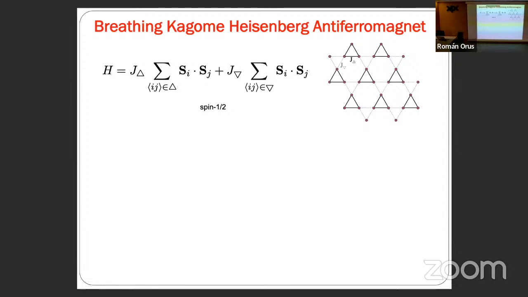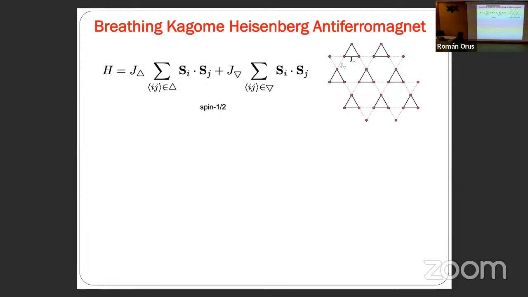And now the Kagome lattice is this one here. You can understand it as a lattice of corner sharing triangles. You have triangles pointing up and also have triangles pointing down, all right? And finding the ground state when the coupling for the up triangles and down triangles is the same, it's one of the hardest problems in condensed matter physics. It was solved, well, it's believed to be solved using DMRG some years ago. But now the point is what happens if we put different couplings. This is called the breathing Kagome antiferromagnet.